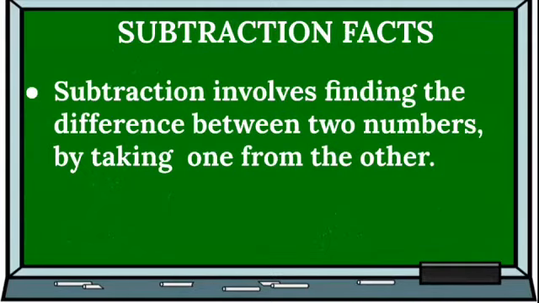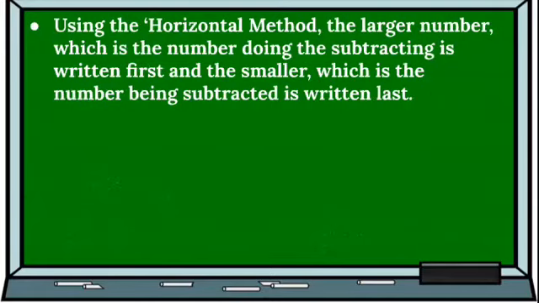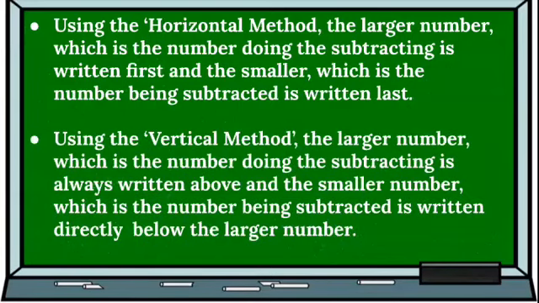Subtraction involves finding the difference between two numbers by taking one from the other. Using the horizontal method, the larger number, which is the number doing the subtracting, is written first, and the smaller, which is the number being subtracted, is written last. Using the vertical method, the larger number, which is the number doing the subtracting again, is always written above, and the smaller number, which is the number being subtracted, is written directly below the larger number.